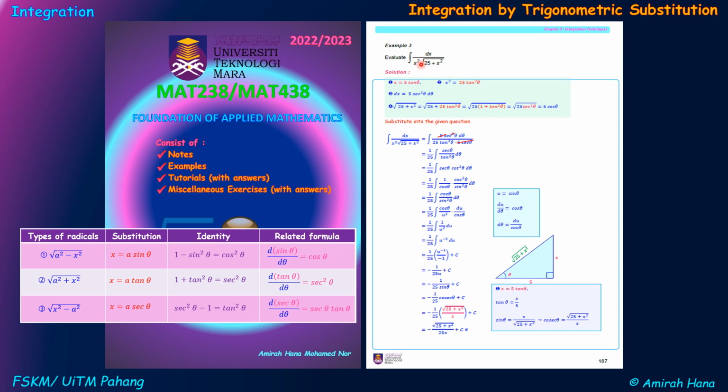Okay. Yang ni kita guna trigo sub dan tak ada cara lain dah. U sub pun tak boleh. Kalau awak try dengan mana-mana function sebagai U, nanti dia tak boleh simplify dengan smooth. Okay, means tanda-tanda tak sesuai U substitution. Okay. Yang ni teknik yang paling sesuai ialah integrate by trigonometric substitution. Okay.